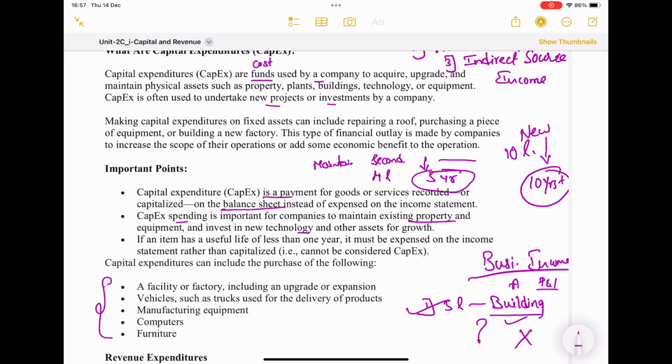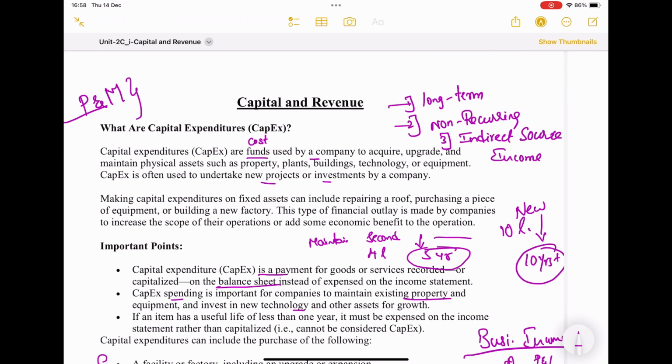Okay, so next they have given certain expenditures. See, facility, factory including upgradation and expansion, vehicles, manufacturing equipment, computers, furniture, they have given. These are a few basic examples of capital expenditures. Okay, hope you understood what is meant by expenditures. Then we have different types of expenditures. In that, capital expenditure is a very important concept. Even in financial accounting, we'll have these kinds of statements. So be aware of this and identify it.